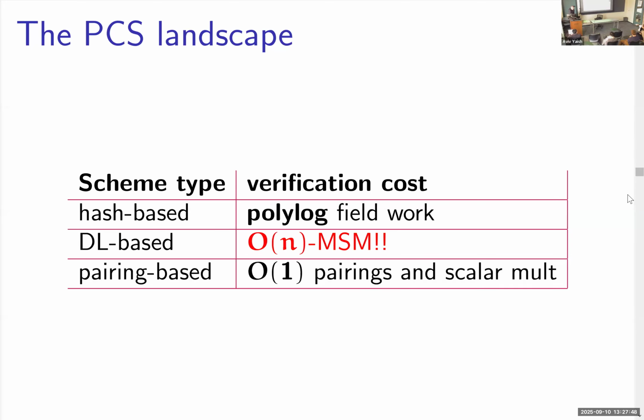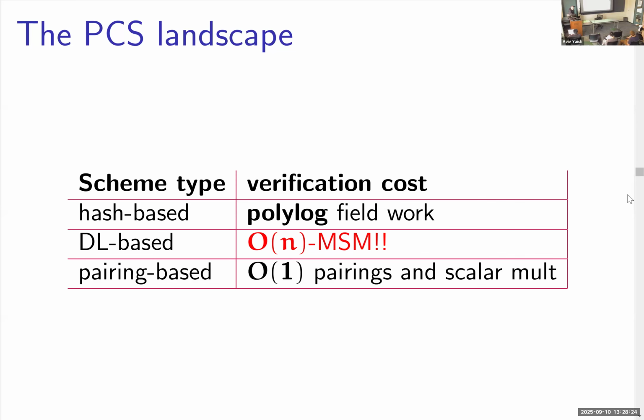Another important parameter is, of course, verification cost. And here there is a big caveat or barrier to using the discrete log-based schemes. Their verification requires an O(n) size MSM, not only for the prover but also for the verifier. So this is a big barrier to using discrete log-based schemes.